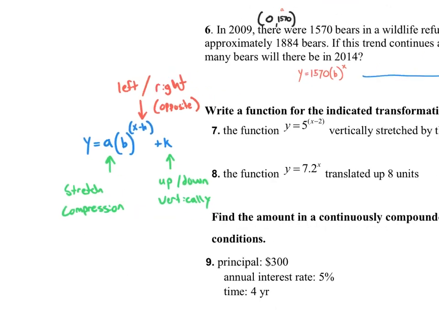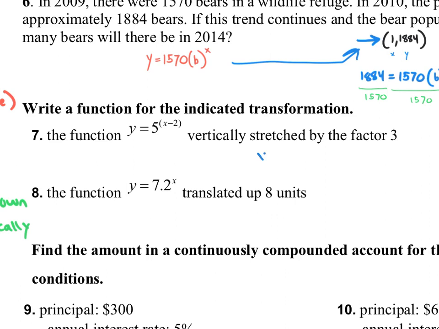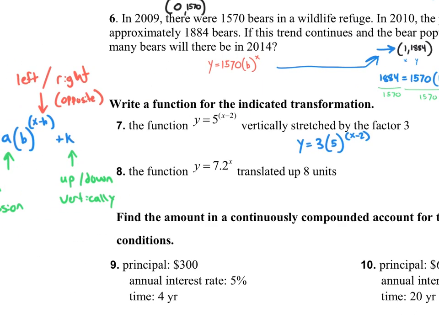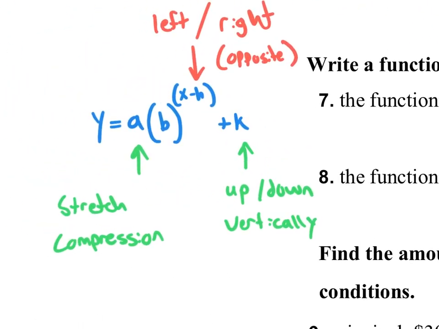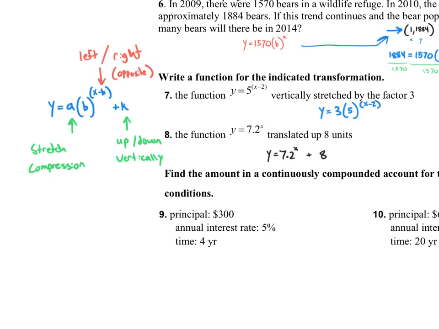So in this first example, they've already given us a function. They now want it stretched by a factor of 3. So all I'll need to do is toss a 3 out in front of the function. Then they give us another function. They want it translated up 8 units. So up 8 units will be a separate plus 8. I don't want to put the plus 8 with the x up in the exponent because that would move us left or right. I want that 8 to be a k value at the end.